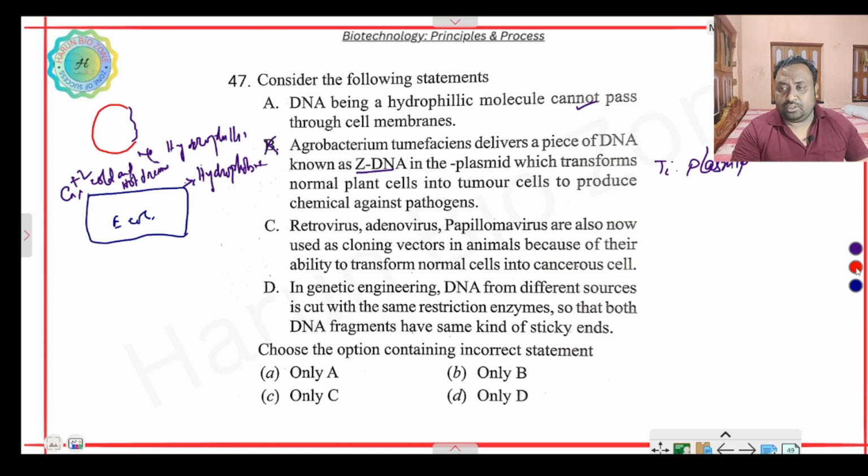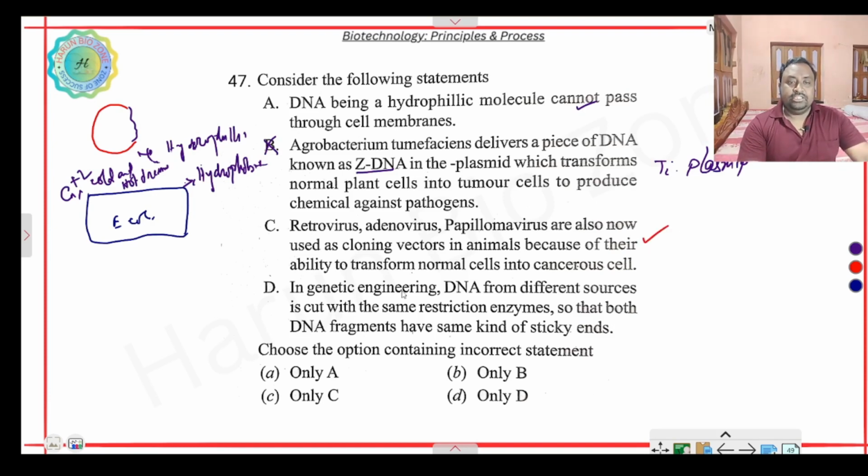Retrovirus, adenovirus and papillomavirus are also now used as cloning vectors in animals, because retrovirus, adenovirus and papillomavirus, all of them are natural and they infect the human body. So if these viruses become disarmed, then they can be used as a vector. This is also the right one.